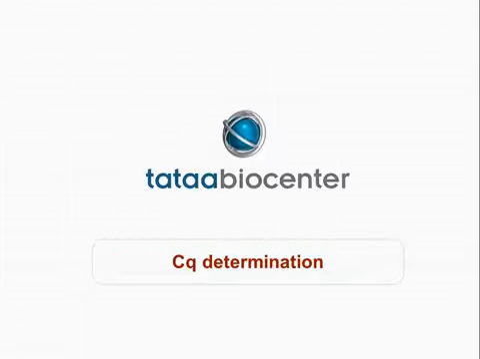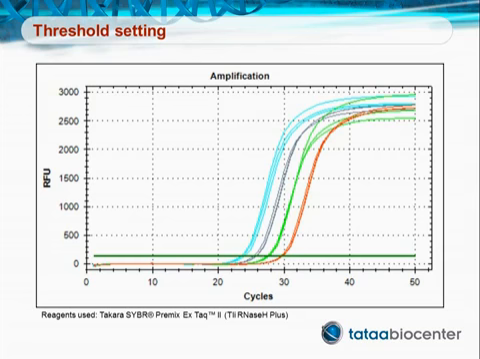The next thing we need to do is to define the Cq values from the amplification curves. This can be done by setting a threshold level, and the Cq values are determined from where the amplification curve reaches the threshold level. Another alternative that is sometimes available is to use the maximum of the second derivative of the amplification curve and use that as Cq values.